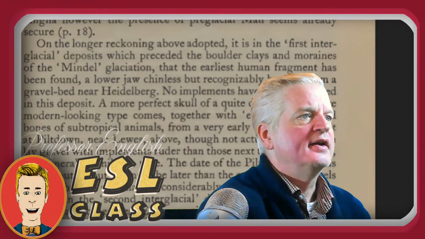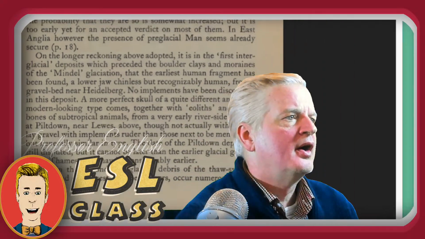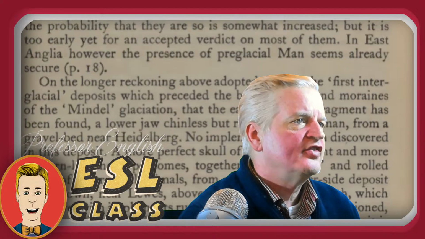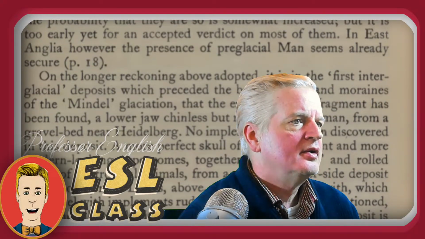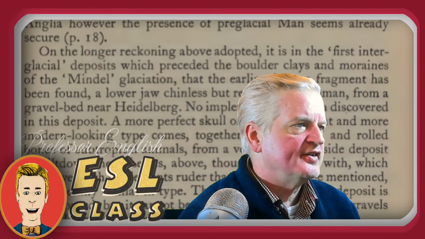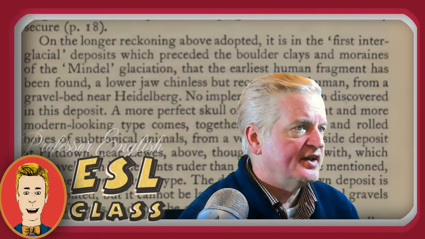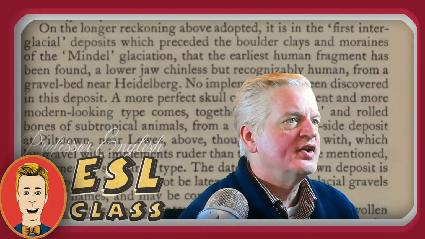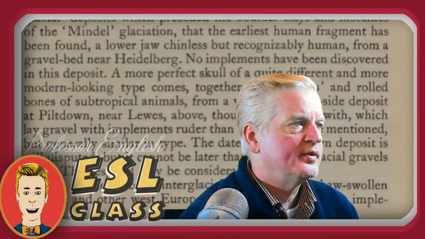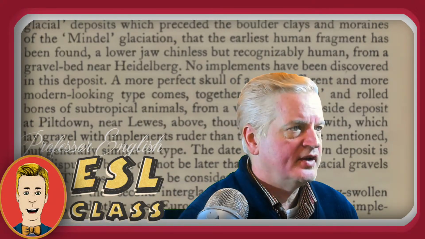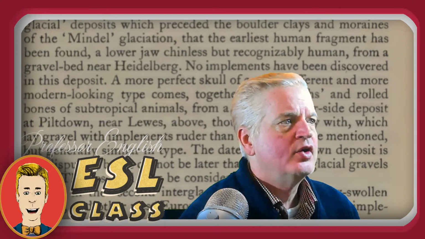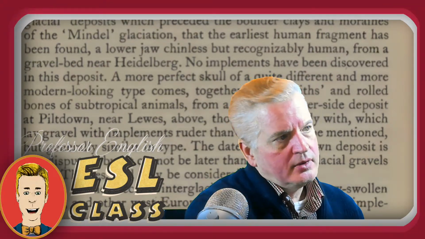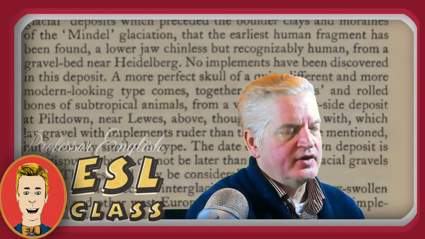On the longer reckoning of the above adopted, it is in the first interglacial deposits which preceded the boulder clays and moraines of the Mindel glaciation that the earliest human fragment has been found: a lower jaw, chinless but recognizably human, from a gravel bed near Heidelberg. No implements have been discovered in this deposit.